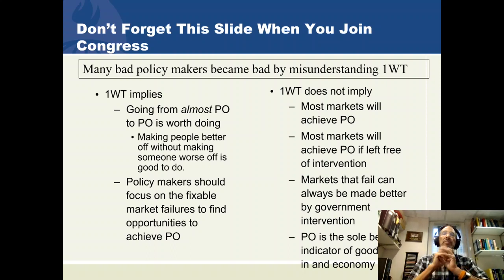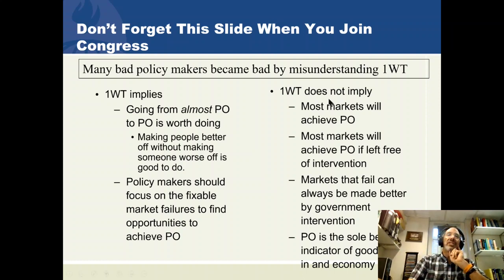Now, some of you are going to go on from this lecture and run for Congress or Prime Minister or President, and if you forget this slide, bad things might happen, because there are a lot of people who have taken this little tiny snippet of economics and gone off the rails with it on both the left and the right of the political spectrum. So many bad policymakers become bad because they just don't understand 1WT, or the first welfare theorem.